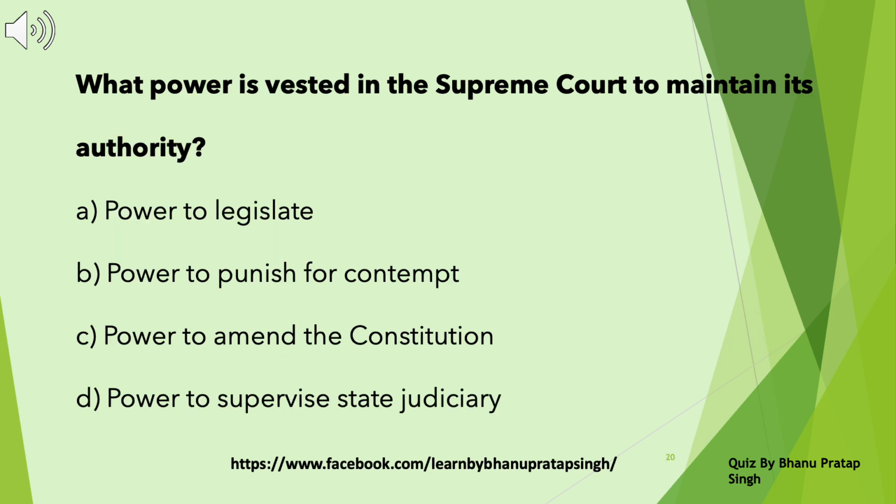What power is vested in the Supreme Court to maintain its authority? A. Power to legislate. B. Power to punish for contempt. C. Power to amend the Constitution. D. Power to supervise state judiciary. Choose the correct answer. Answer B. Power to punish for contempt.